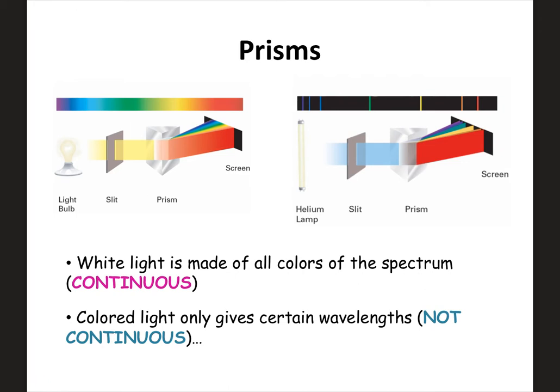If you took white light, passed it through a prism, you would see all the colors here, the ROY G. BIV, and there would be no gaps or breaks. If you did this with colored light, though, you would only see certain wavelengths. So it's going to be a non-continuous spectrum. If you did this with a helium lamp and passed it through a prism, notice you only see certain lines present, and there's actually gaps. So that's an example of a non-continuous spectrum.